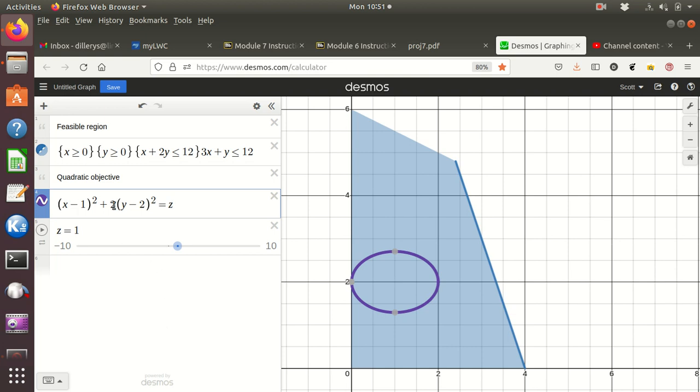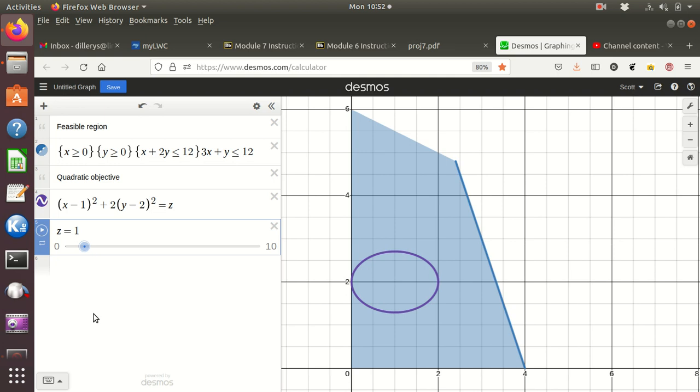And I just put in a quadratic objective. So you see the x is squared and the y is squared. And I've got equals z, and I added a slider, and it just went between minus 10 and 10. Now, I probably want to change that to a 0, because I know z is never going to be less than 0. That way it'll make it easier when I move this around.